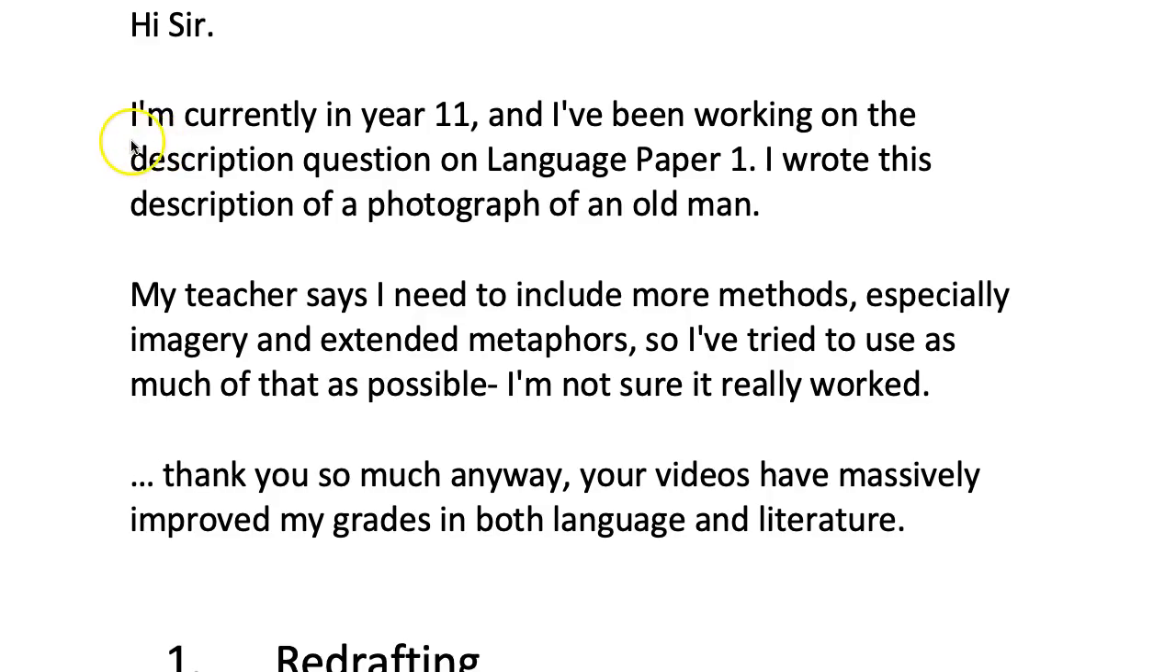So the email I had was, hi sir, I'm currently in year 11 and I've been working on the description question on language paper 1. I wrote this description of a photograph of an old man.